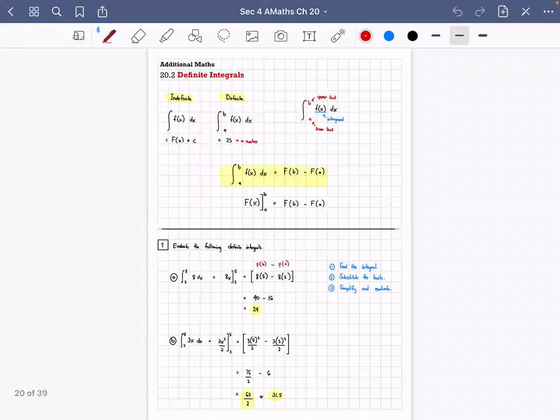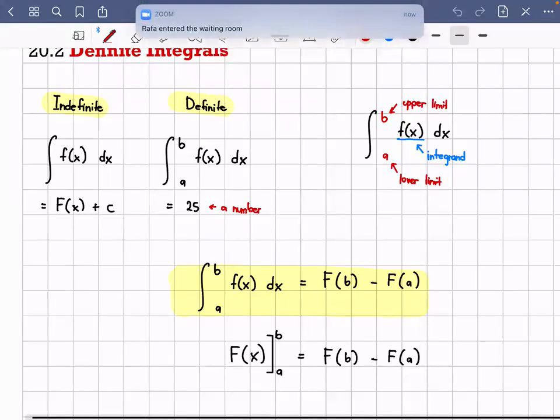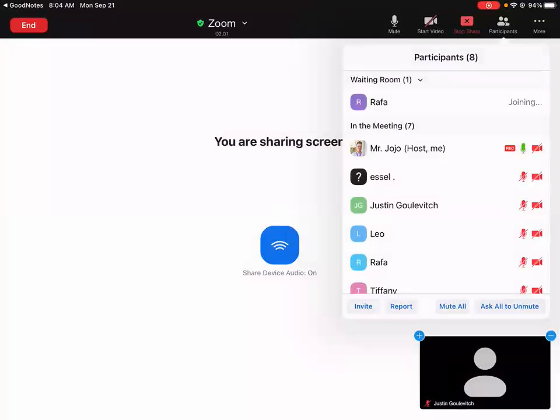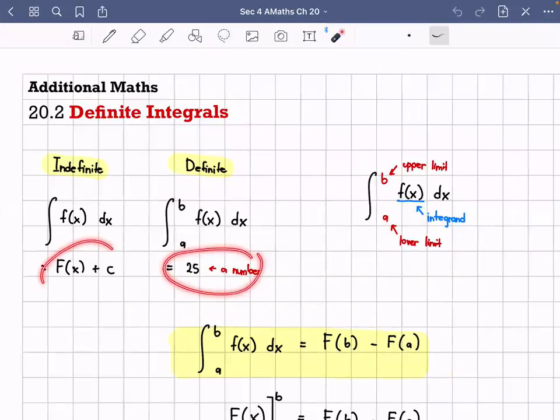So last week we did something about definite integrals. So this is the second type of integrals. The first one was indefinite integrals, where we have expressions rather than constants or numbers as the answer. So that's the main difference between indefinite and definite integrals.